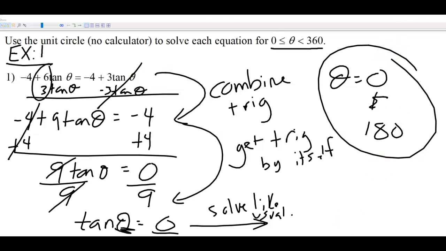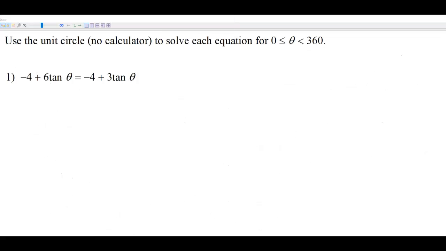All right, let's go ahead and take a look at 2 more examples before I let you guys practice.